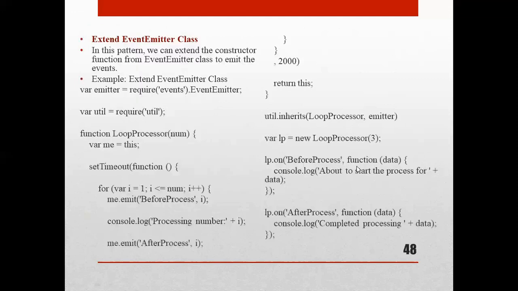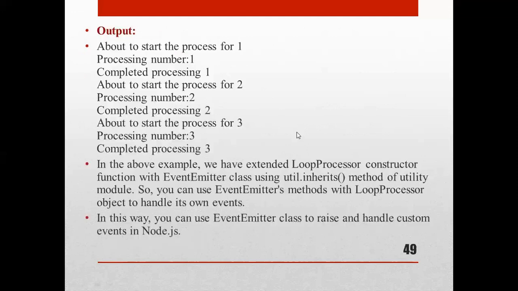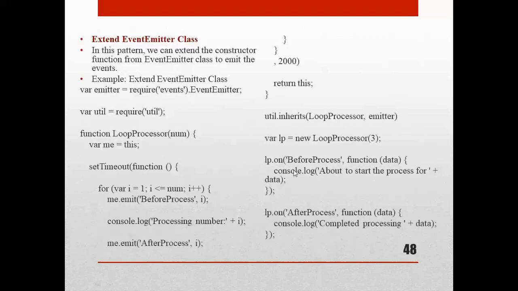Loop processor here. We have extended that loop processor constructor function by using util.inherits. So we are extending the loop processor constructor function with the event emitter class using the util.inherits method of the utility module, so we can use the event emitter's methods with the loop processor object to handle its own events.